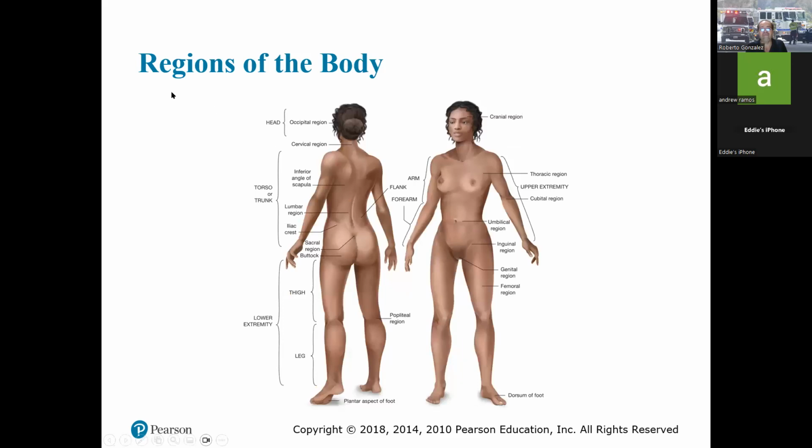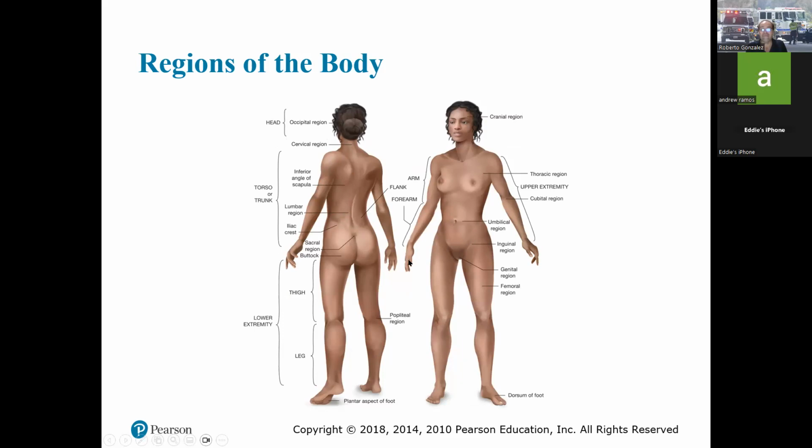So then we have the regions of the body. We have the head region. Now we're dealing with patient assessment. This is how we're going to break it down. The head region, then we have the neck or the cervical area. Then we have the thorax, which is basically the whole thing. The thorax is divided into the lung area, and of course the abdominal area.